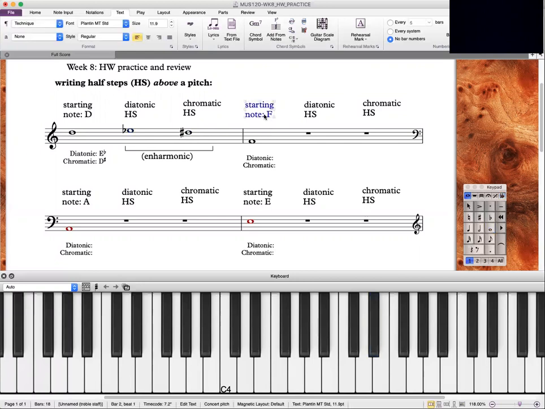So if that's confusing to you at this point, just go back and check out the half steps video that I did for you guys. Now let's do another example. So if we're starting on the pitch F and we want to write a diatonic half step above, remember diatonic half steps, we're changing the letter name. So what's the next letter above F? That's going to be G. So we'll add a G there.